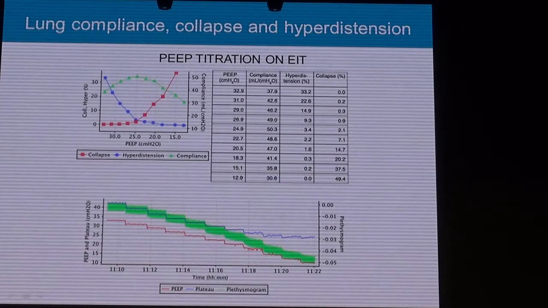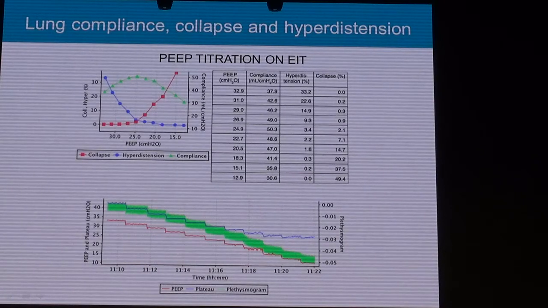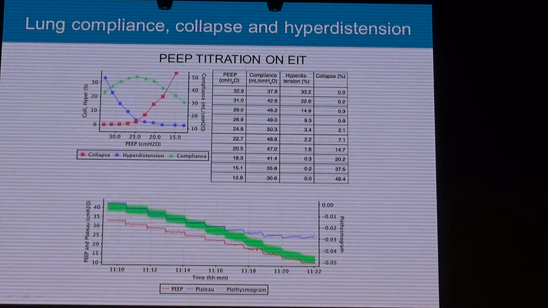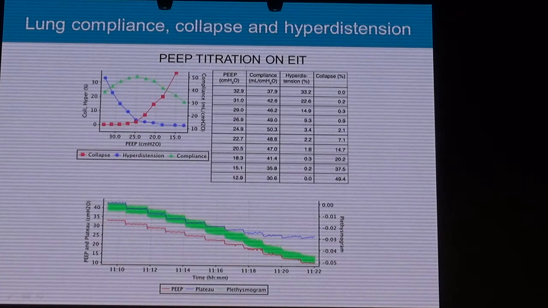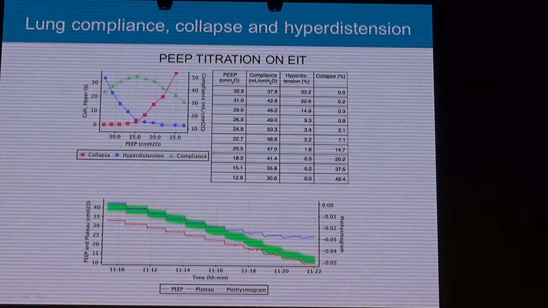For example, as you can see, at 25 of PEEP, these patients start to collapse in red because it's increasing. And in blue, instead, is hyperdistension. Again, by electric impedance, you can measure if the alveolar space is hyperinflated or deflated. And the best compliance appears to be at 25 of PEEP in this patient. Compliance is also reported in the second column.